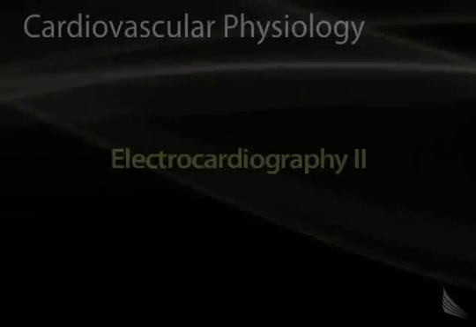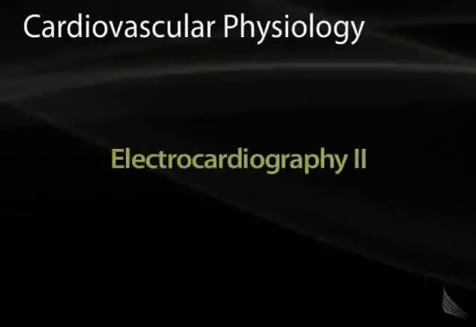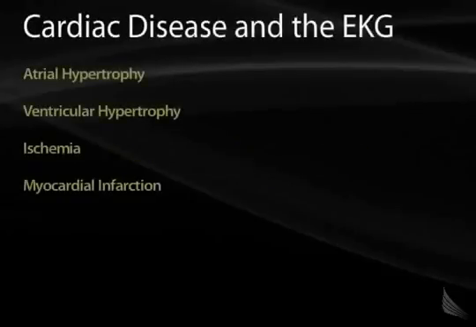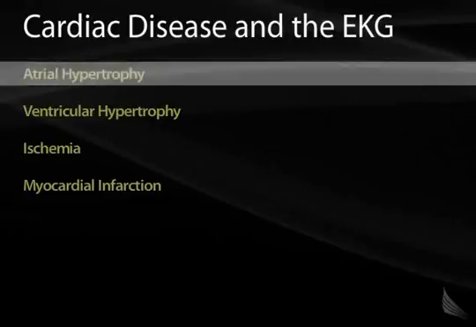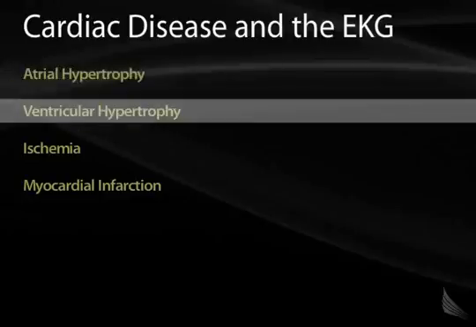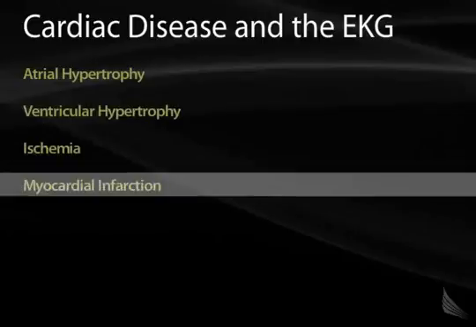Welcome back. In this section, we'll be discussing electrocardiography in more detail and discussing different types of arrhythmias. In this section, Electrocardiography II, we will continue to discuss some of the topics we discussed in the last section. Certain cardiac diseases are easily diagnosed using electrocardiogram. These include atrial hypertrophy, ventricular hypertrophy, ischemia, and myocardial infarction.